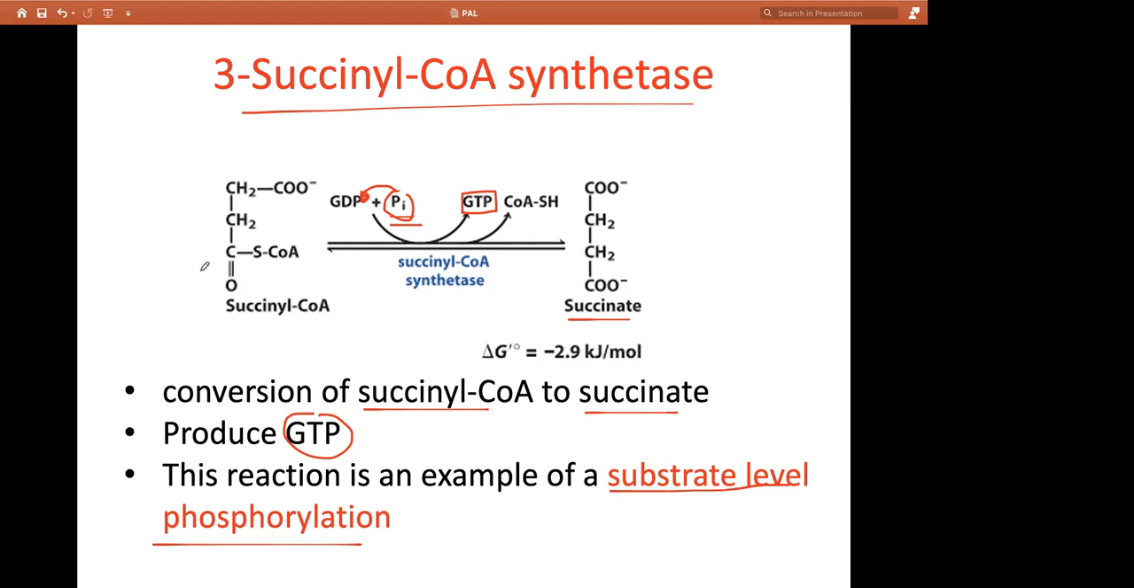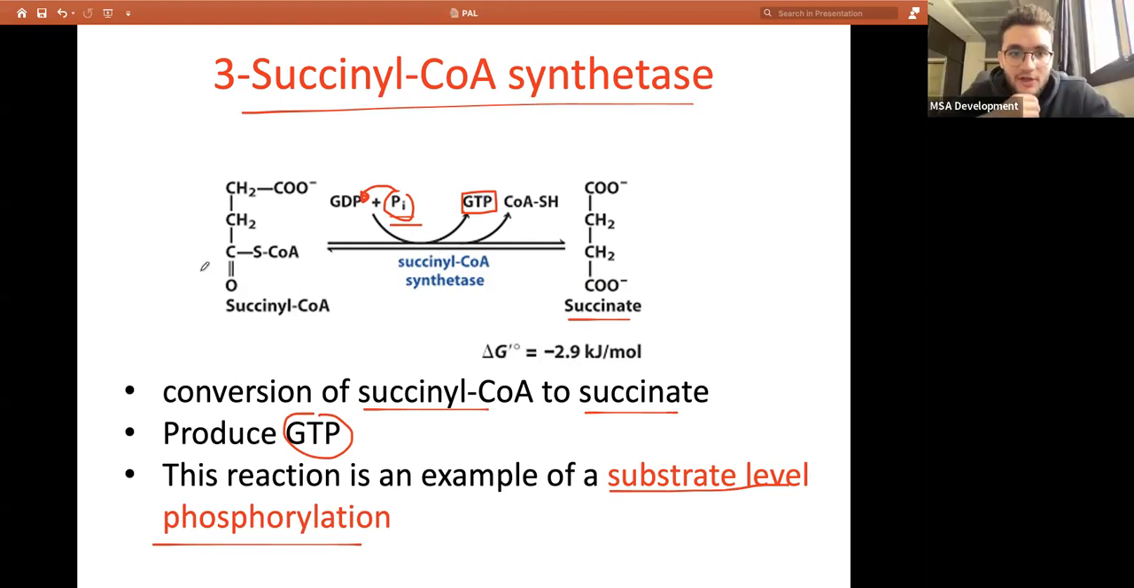Make sense? I understand. Thank you. You're welcome. Okay, so this is the third step, and this step is again substrate level phosphorylation. This is important because it gets tested in exams. They're going to ask what a substrate level phosphorylation is, and you do have to know phosphorylation and GTP.